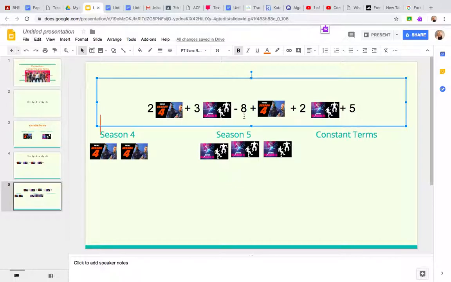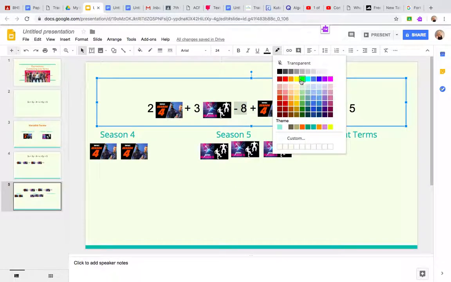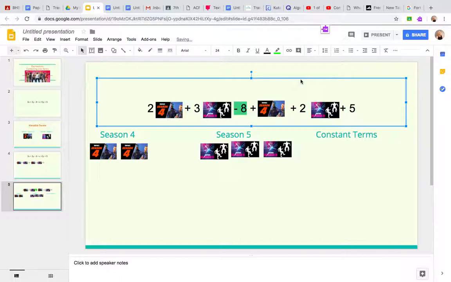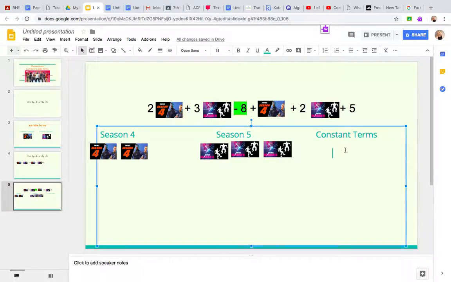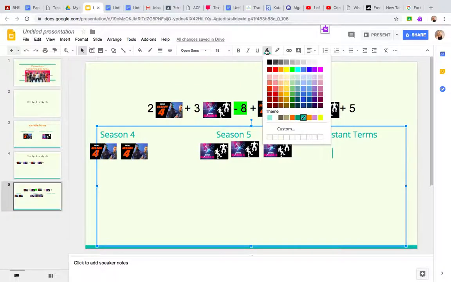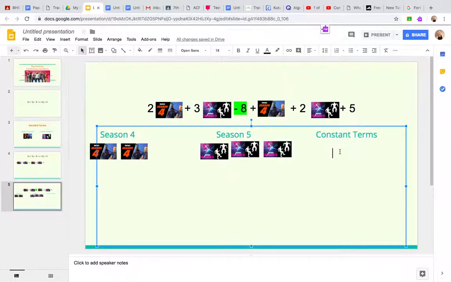Okay, it doesn't give me any other information. So I cannot subtract this from season 4 or season 5. So I'm just going to highlight this green just like we did in class to show you that that is a constant term. All right. Now I'm going to go down here and type in -8 so that I know that that is one of my constant terms that I'm going to have to calculate here in just a bit.